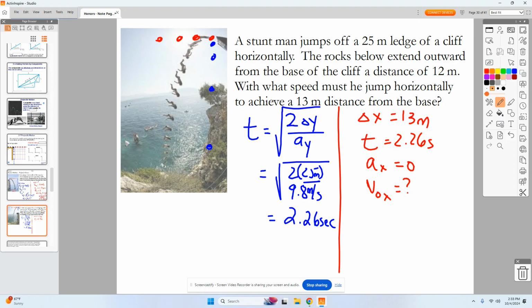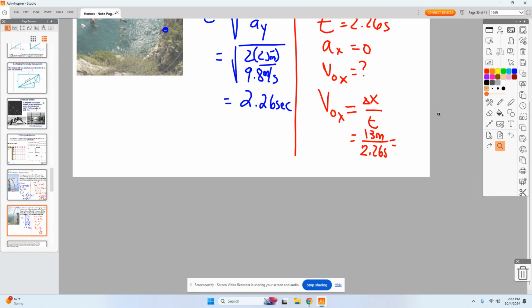Exact same equation that we had from before. Delta x is equal to v naught times t. I'm looking for v naught, so I'm just going to go ahead and write that like so. He's got to travel 13 meters, and he's doing that in 2.26 seconds. And so that would give me the speed that he must jump horizontally. Okay? And if you can shout that out for me, that one I can't remember. 5.75 meters per second. So that would be the jump speed that he must have to clear those rocks. Okay?